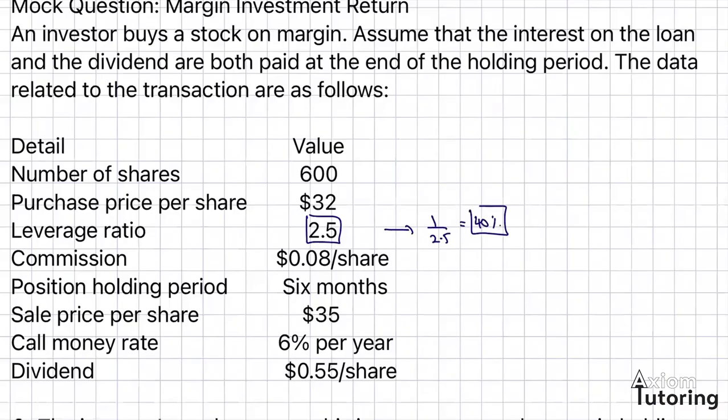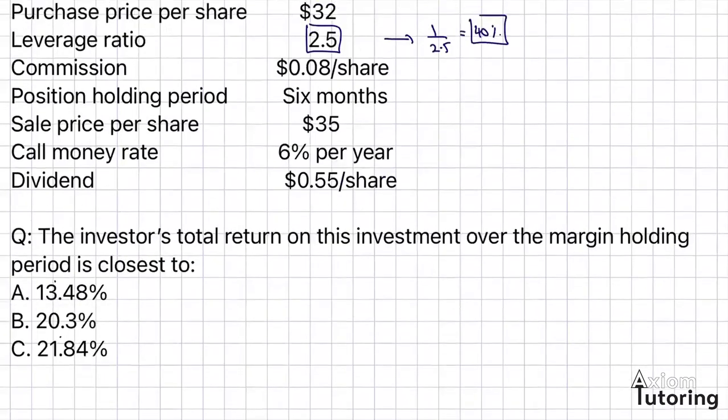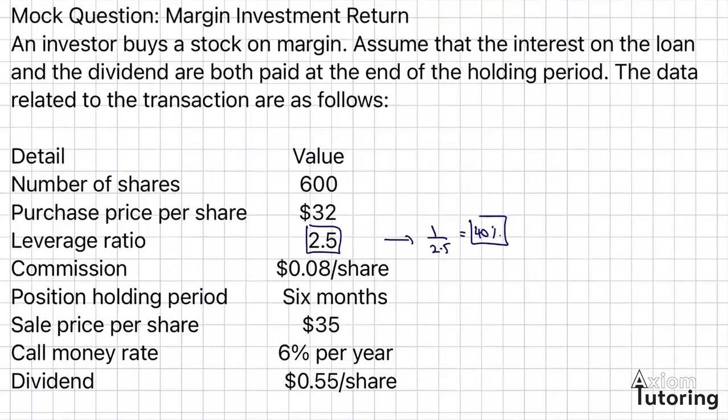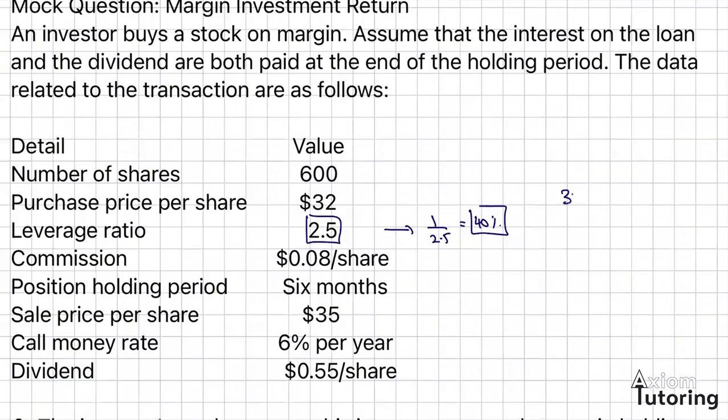The first thing that I want to do, I want to give you a big picture here, without actually looking at the answers yet. We want the total investor's return. My favorite way to go about this is to first say what would have been the unleveraged return, ignoring any commissions and any dividend payments. So your stock went from 32 to 35 plus the dividend, 0.55. That's what you actually got.